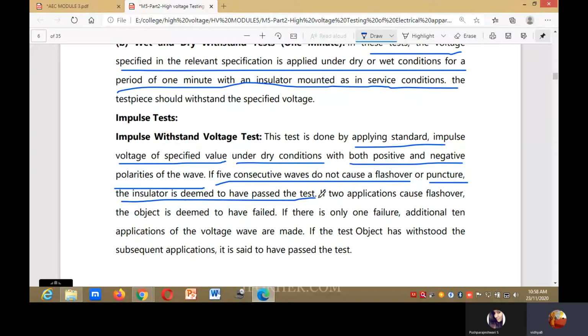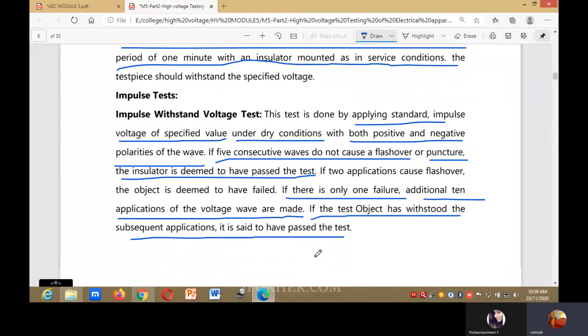If 2 applications cause flashover, the object is deemed to have failed. If it causes a flashover, then the insulator is said to have failed. We can call the insulator failed the test. If there is only one failure, an additional 10 applications of the voltage wave are made. If the test object has withstood the subsequent applications, it is said to have passed the test.